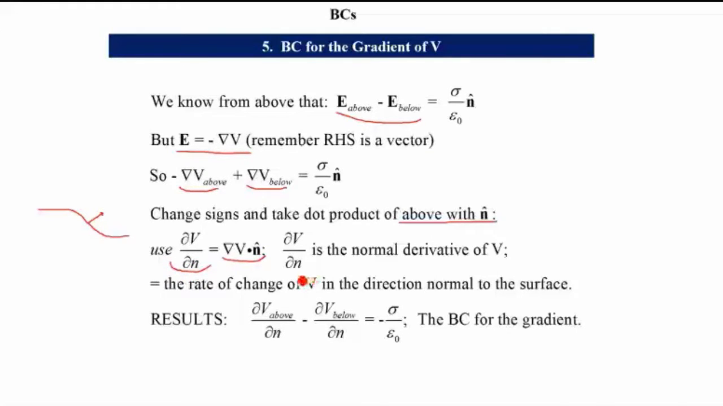So what we call that, by the way, is the normal derivative of the function, and that happens to be v. And what that means is it's the rate of change of v in the direction normal to the surface. So putting that all together, because we changed the sign, we have a minus sign here, and this is the boundary condition for the gradient of the potential, and it's given by the normal derivative of v above and below, and we get minus sigma over epsilon naught.